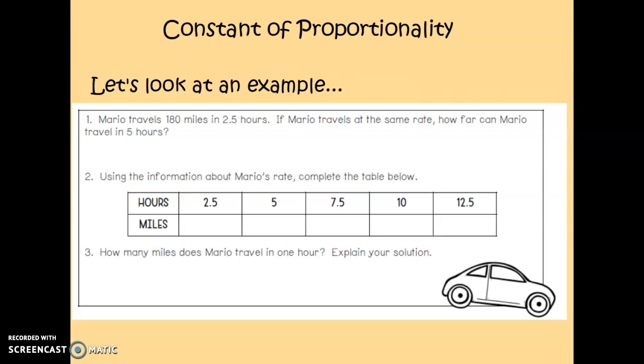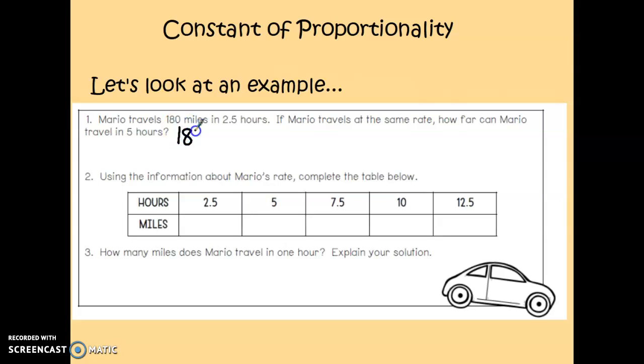So, here's an example we're going to look at first. Mario travels 180 miles in 2.5 hours. If he travels at the same rate, how far can he travel in 5 hours? Okay, so the first thing we're going to do here is find how we can solve this problem. There's two different ways to solve this one problem. First, I'm going to show you using unit rate because that's what we've been working on, and then I'm going to show you using actual proportions and using the steps for doing that.